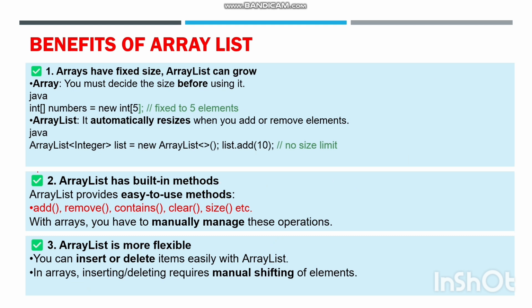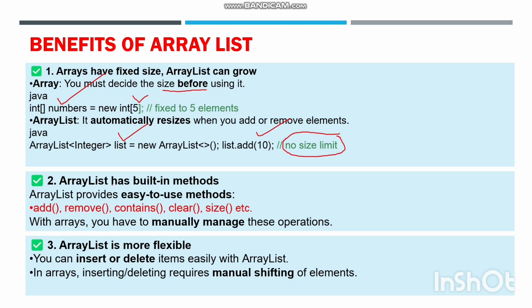So let's discuss the benefits of the ArrayList. The first benefit is that arrays have a fixed size while an ArrayList can grow. In an array you must decide the size before you use it. For example, here in int numbers we have declared an array of size 5. Okay, so you cannot change it, you have to provide 5 elements. But in an ArrayList you don't have to provide the size. You can add any number of elements in it. Like here it is written that there is no size limit on the ArrayList.